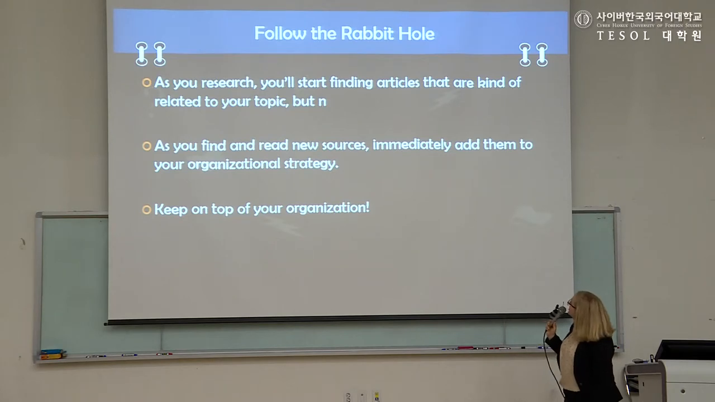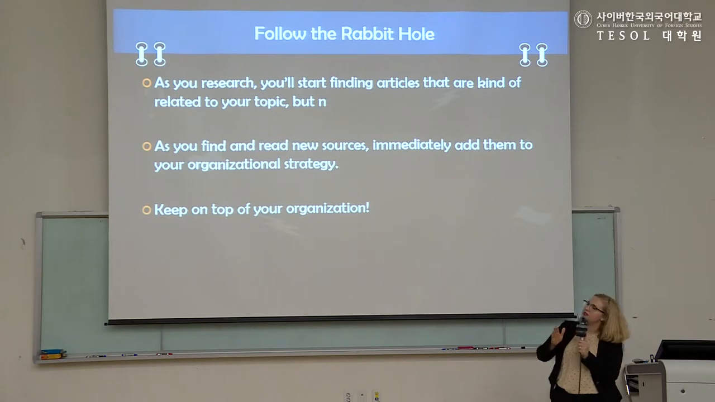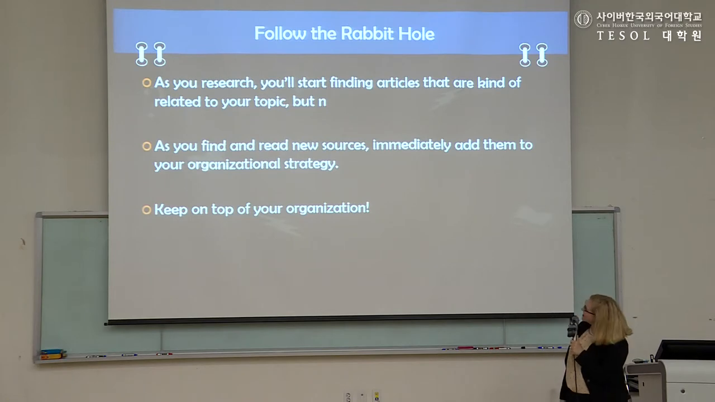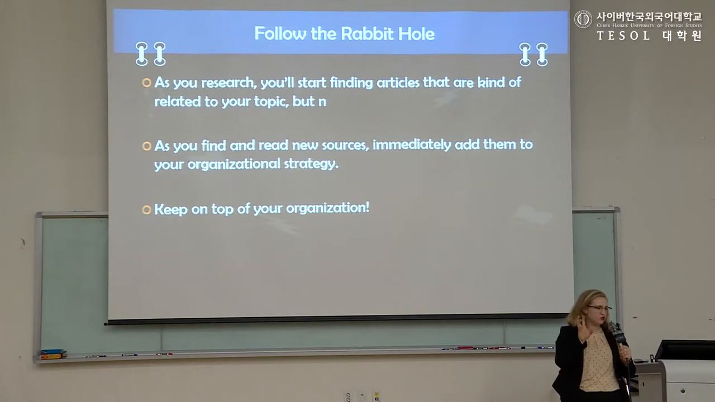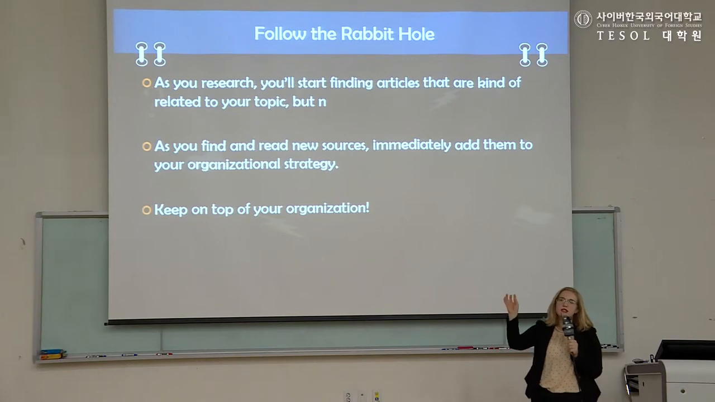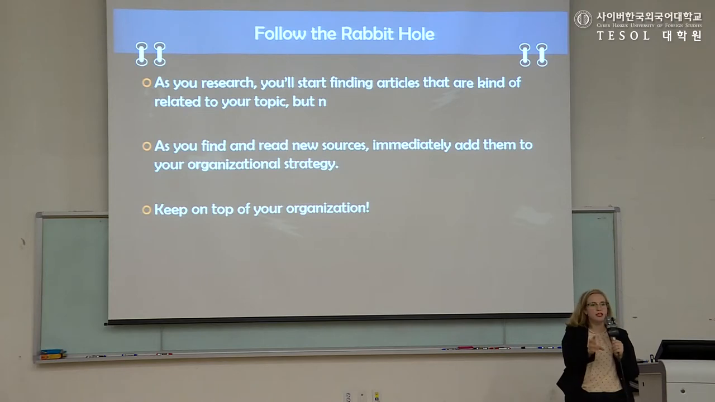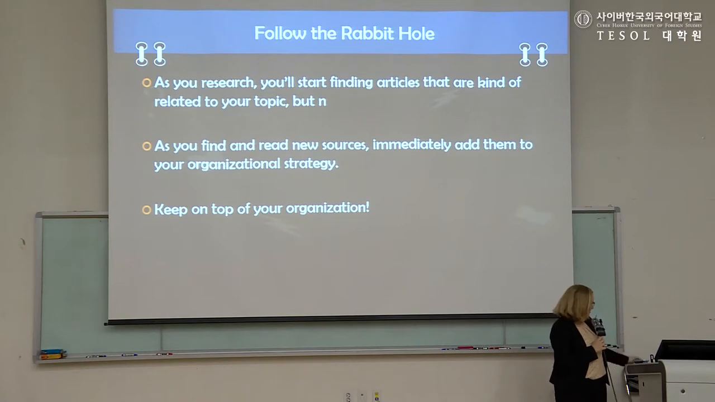Okay, so follow the rabbit hole. As you do your research, you're going to start to find articles that are related, but not exactly on topic. And as you find and read these new sources, you can immediately add them to your organizational strategy. But you can also make notes in that organizational strategy, like, okay, this is a related topic. This is relevant, but it's not 100% exactly what I'm trying to do, but it is a related concept. And keep on top of your organization.